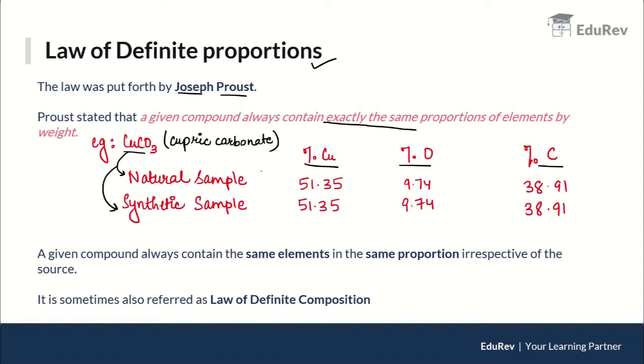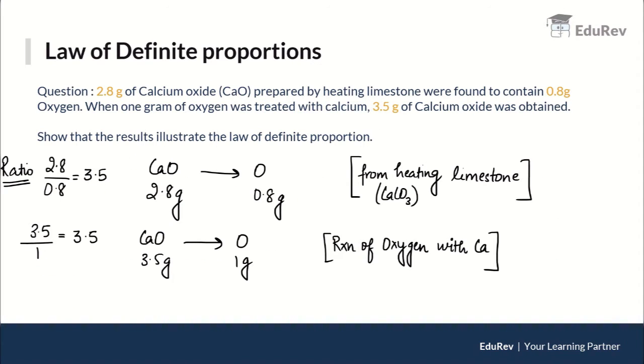So what can we say? That a given compound always contains the same elements in the same proportion, irrespective of the source. It is sometimes also referred to as the law of definite composition. Let us understand this question. It says 2.8 gram of calcium oxide prepared by heating limestone was found to contain 0.8 gram of oxygen.